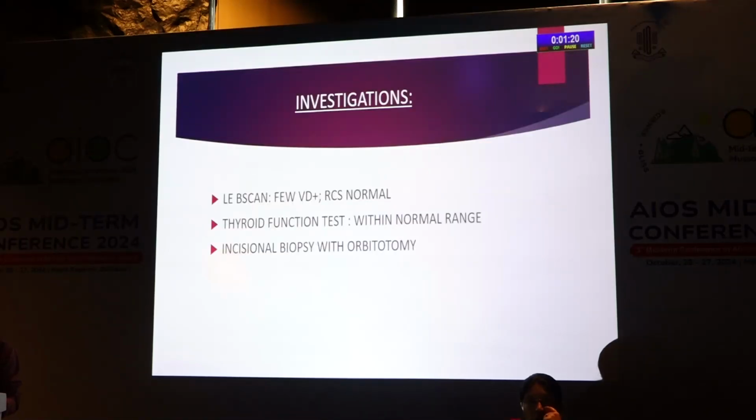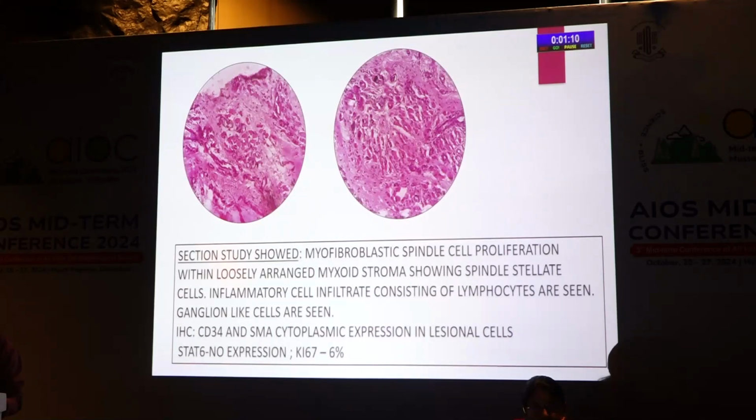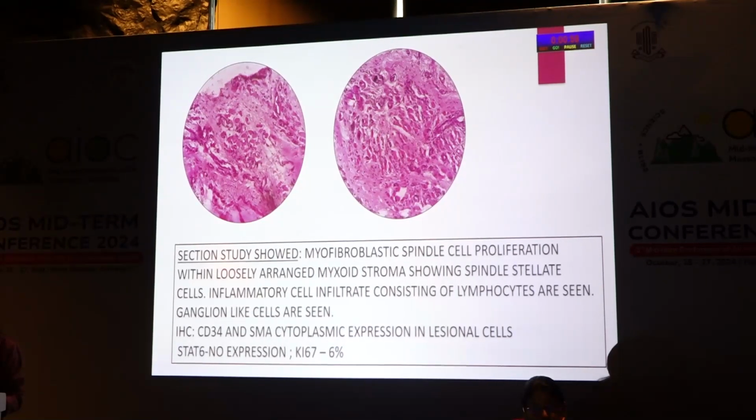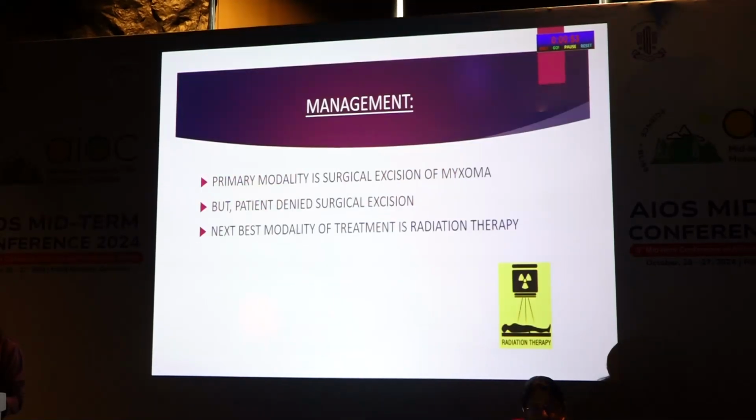On investigations, left eye B scan shows normal findings and thyroid function tests are normal. An incisional biopsy with subconjunctival orbitotomy was done. The HPE report showed myofibroblastic spindle cell proliferation within loosely arranged myxoid stroma showing spindle and stellate cells. Inflammatory cell infiltrate consisting of lymphocytes is also seen, suggestive of a myxoma. The primary modality of management is surgical excision of the myxoma, but the patient declined surgical excision, so the next best modality of treatment is radiation therapy.